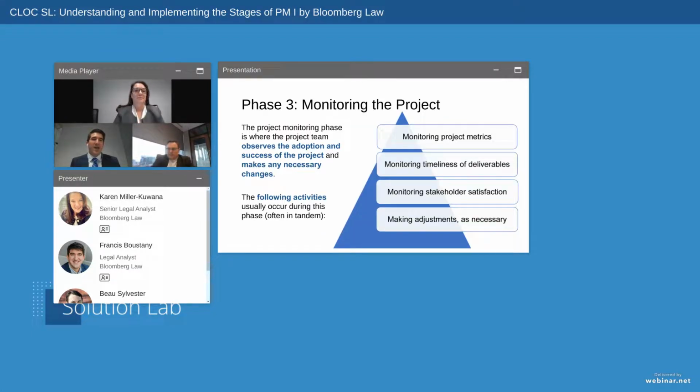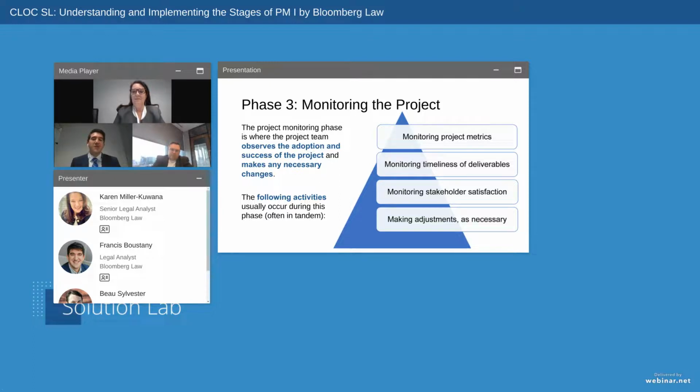After project execution occurs, the project team will move into the monitoring phase, where it observes the adoption of the project among other metrics. In this phase, the project team will usually complete many activities, including monitoring project metrics, monitoring the timeline and timeliness of deliverables, monitoring stakeholder satisfaction, and making adjustments as necessary.